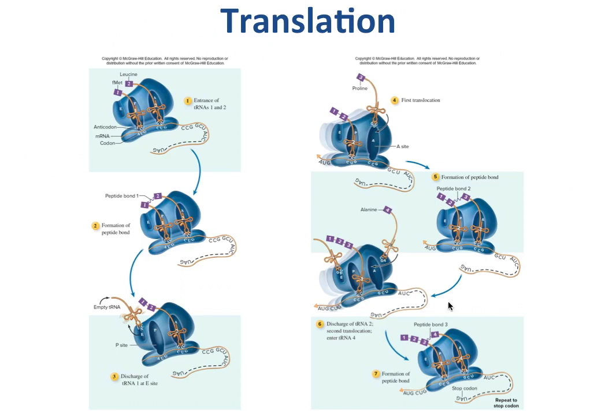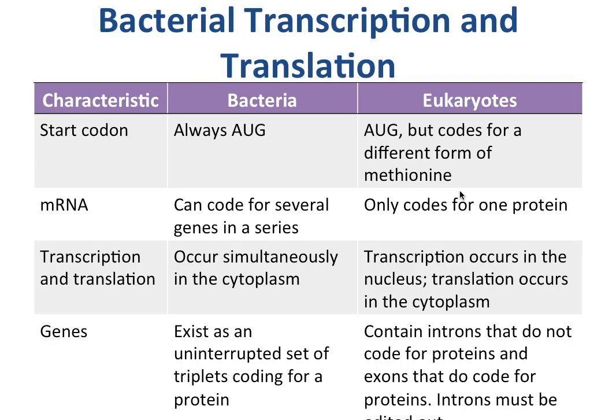So we can see here first, the small unit will bind with the messenger RNA, and then the small unit binds with the big unit. The big unit will bind with tRNA. tRNA brings the amino acids to match with the code from the messenger RNA, and then the amino acids can be linked together to form the polypeptides.